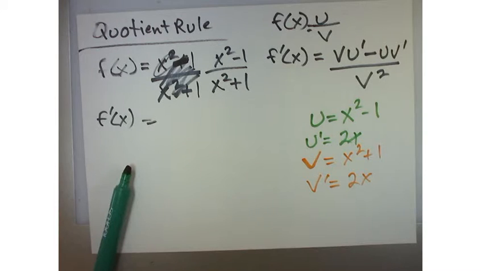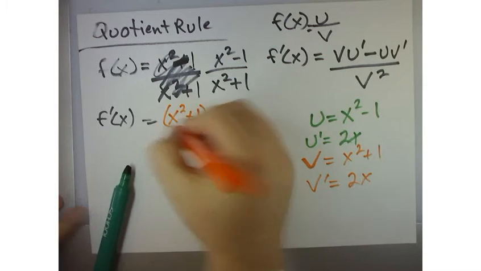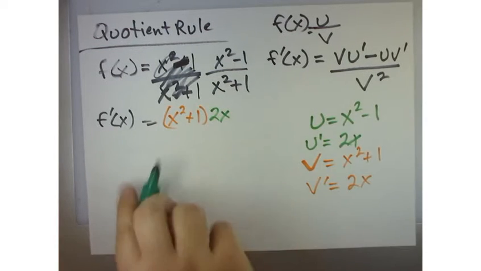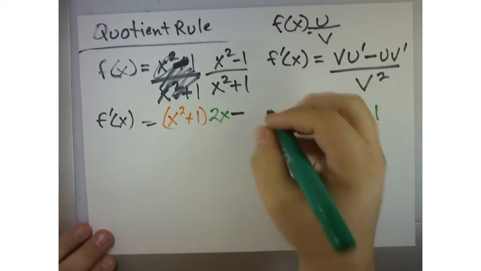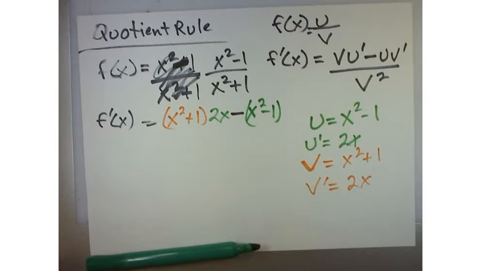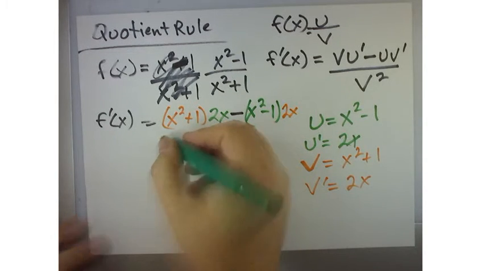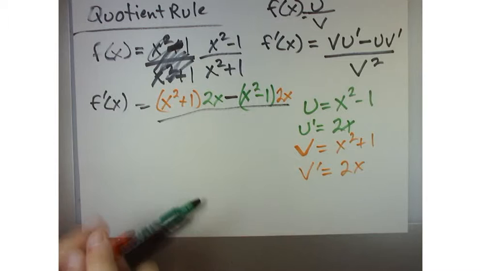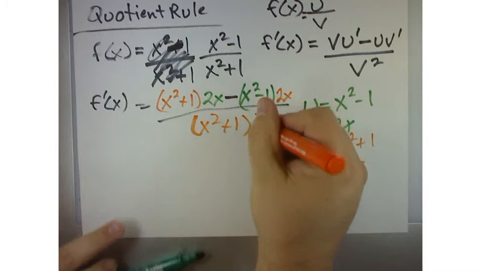So now to find the derivative, I'm just going to plug it into the formula. I'm going to say v, which is x squared plus 1, times u prime, which is 2x, and then we subtract from that u, which is x squared minus 1, multiplied by v prime, which is 2x, and then that's all going to go over v squared, which is the quantity x squared plus 1 squared.